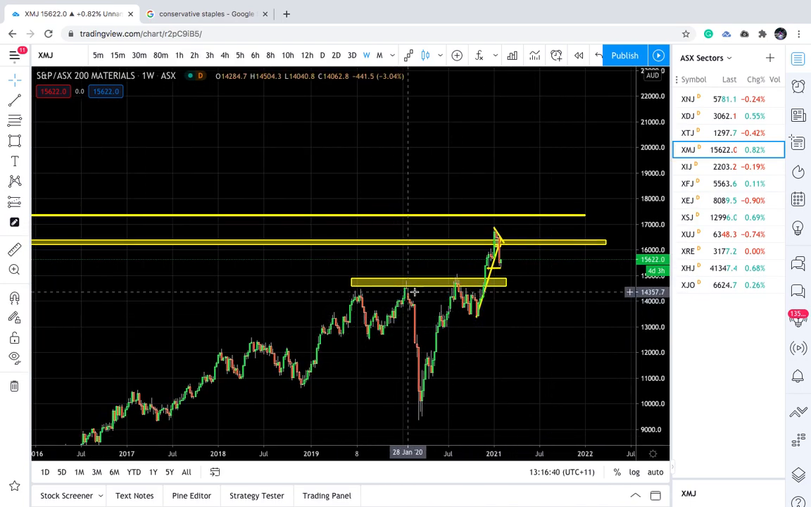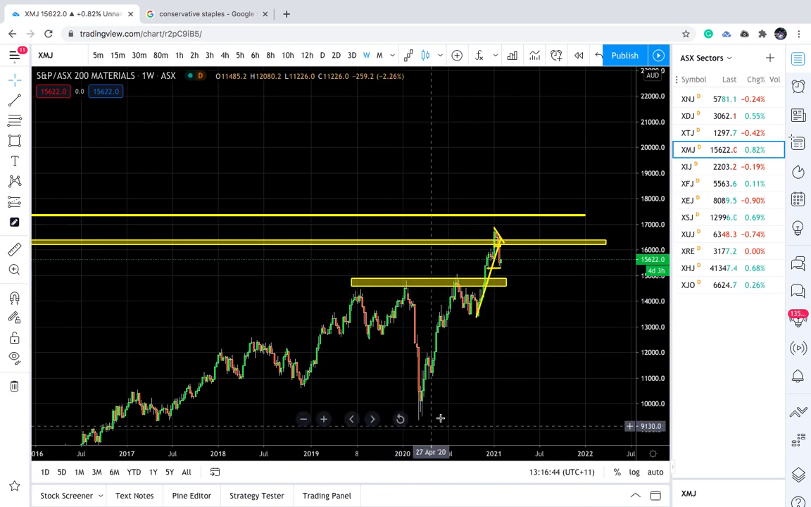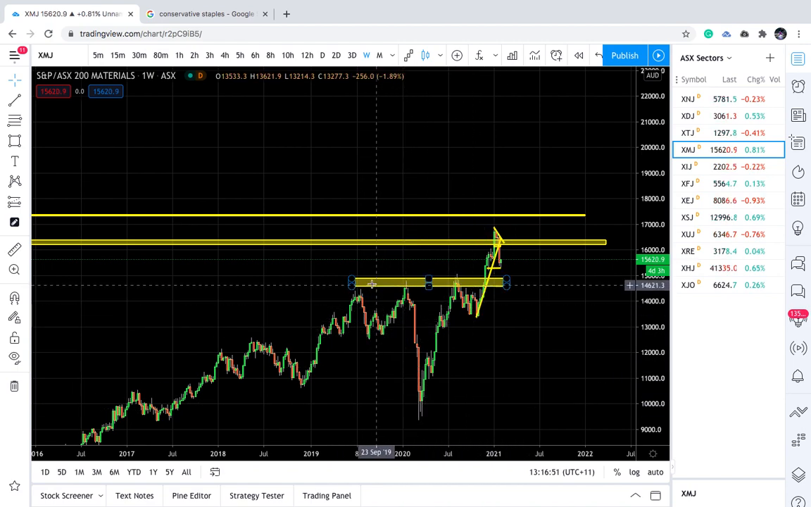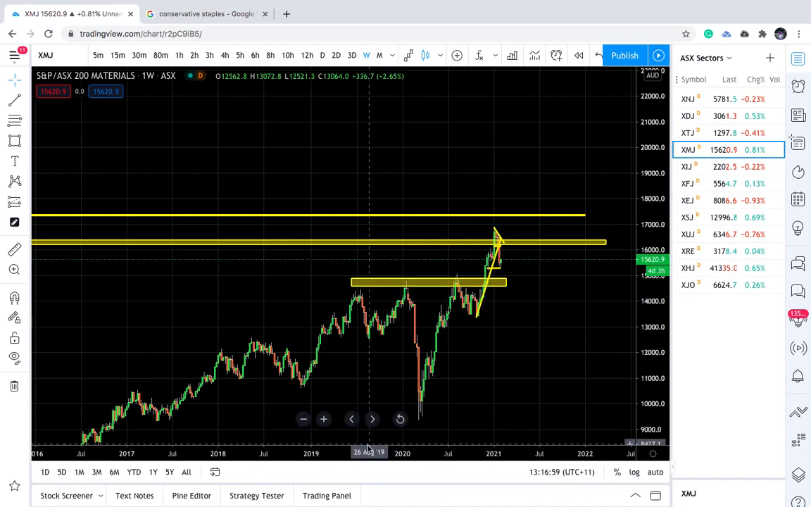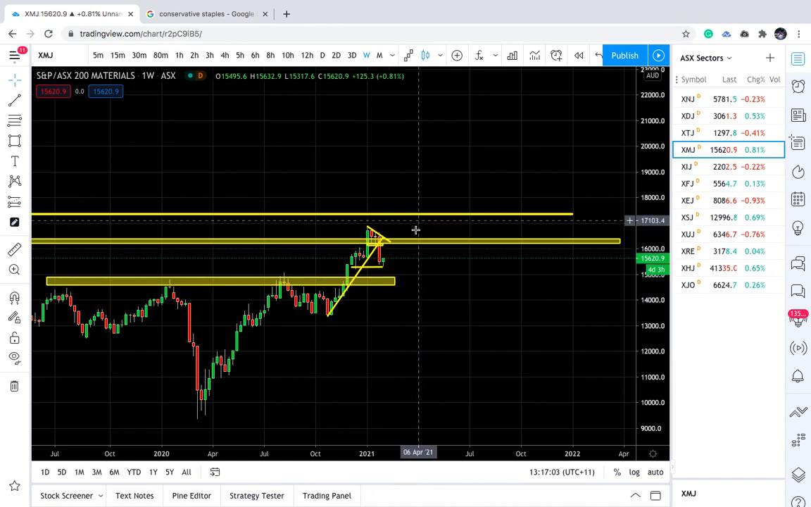This is an inverse head and shoulder here. So you see, it's an inverse head and shoulder. This is the head, left shoulder, right shoulder. This is the neckline connecting the shoulders, and this is a breakout of the inverse head and shoulder. However, price found some resistance here.